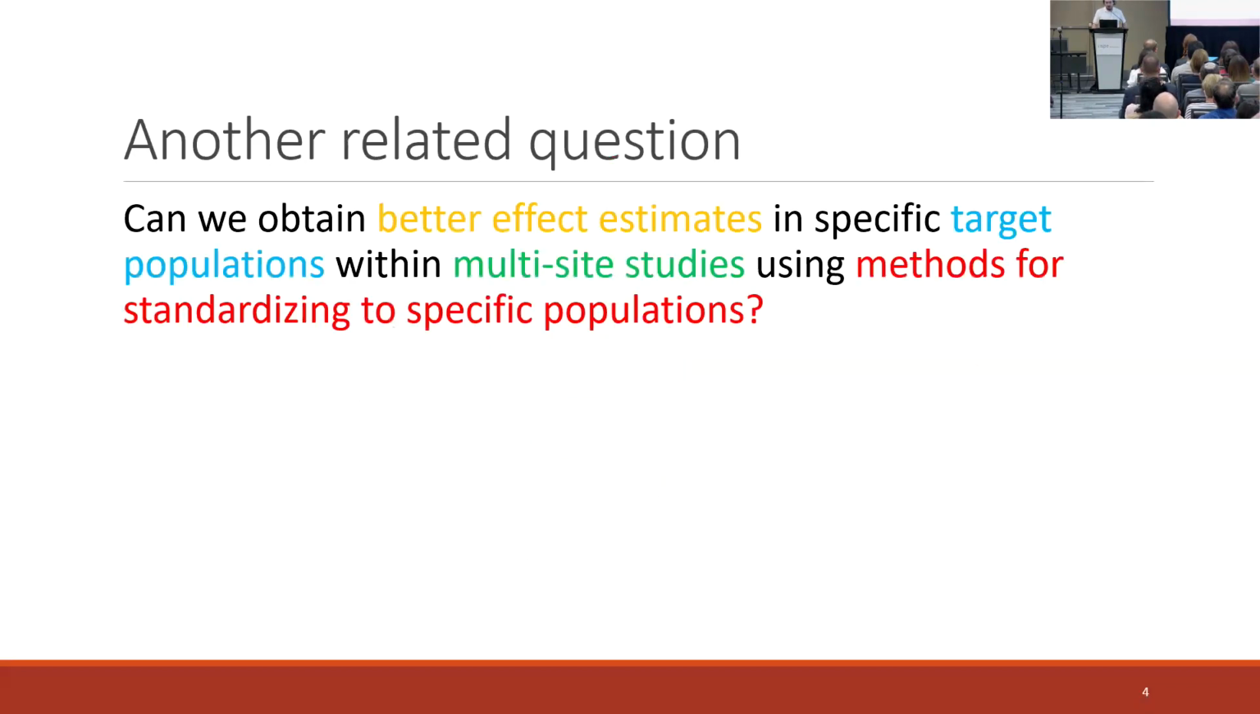What I'm going to answer today is whether it's possible to obtain better or more precise effect estimates in specific target populations within these sorts of multi-site studies, using the methods that are currently being used to standardize estimates to specific target populations. There are a lot of terms in there. I highlighted most of them, and I promise I'll explain what they mean.